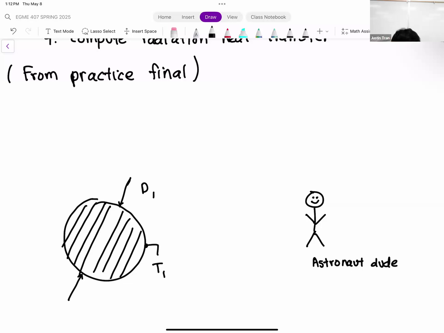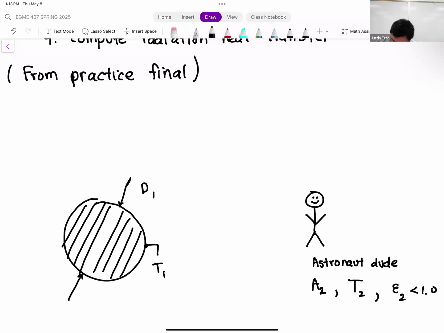Okay. And so he has a certain surface area, so we'll call this A2. He is at a certain temperature, T2. And this astronaut is going to be a gray body, so we're going to say it has a non-perfect emissivity. So we'll have E2 here, which is less than 1.0.